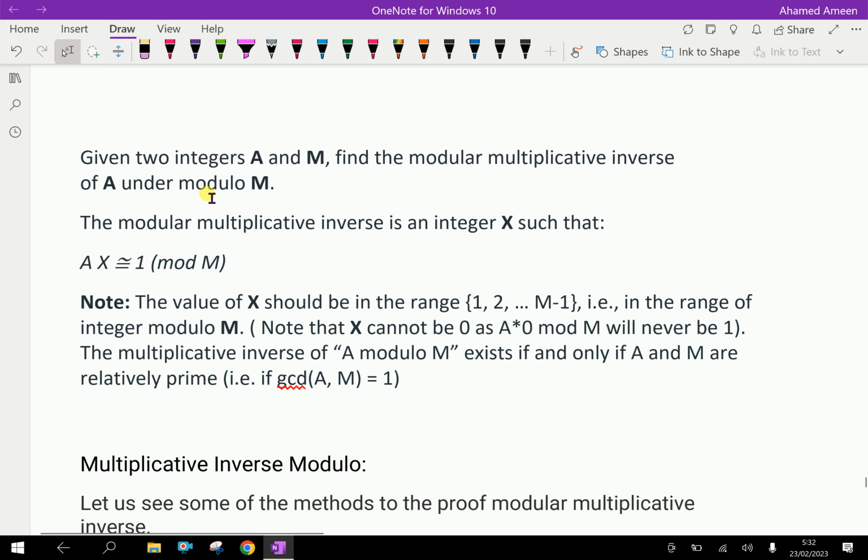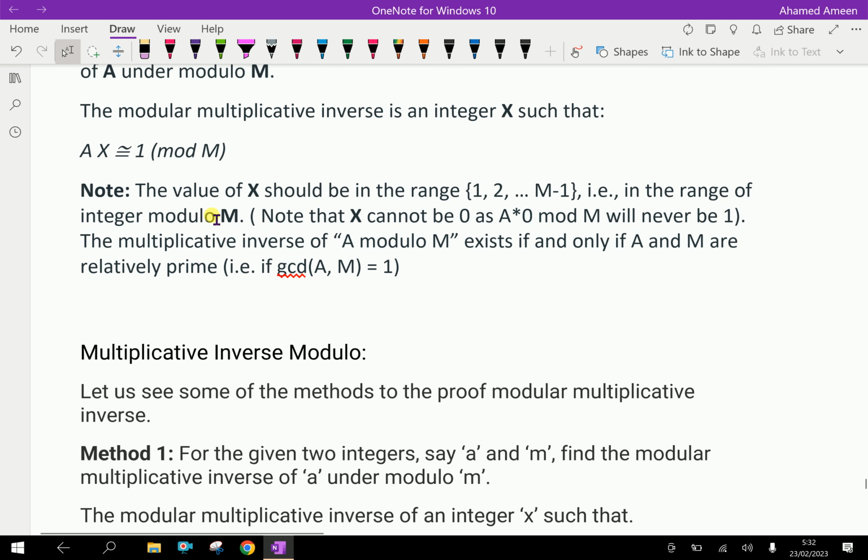For example, given two integers a and m, find the modular multiplicative inverse of a under modulo m. The modular multiplicative inverse is an integer x such that ax is congruent to 1 mod m. This is a general way of writing the modular inverse. The value of x should be in the range 1, 2, 3 up to m minus 1, because mod m, that is the range of integers modulo m. Note that x cannot be 0, as a times 0 mod m will never be 1.